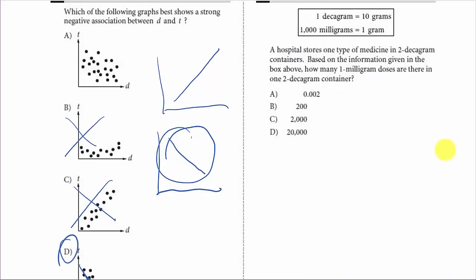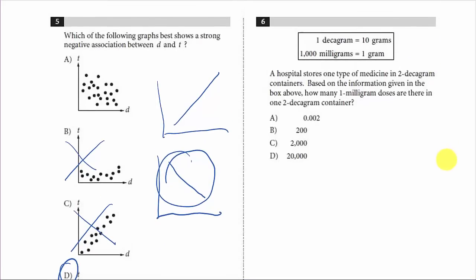All right, so what about this one? Number 6. It says, a hospital stores one type of medication in 2 decagram containers. Based on the information given in the box above, how many 1 milligram doses are there in 1 2-decagram container? All right, so let's write this down.